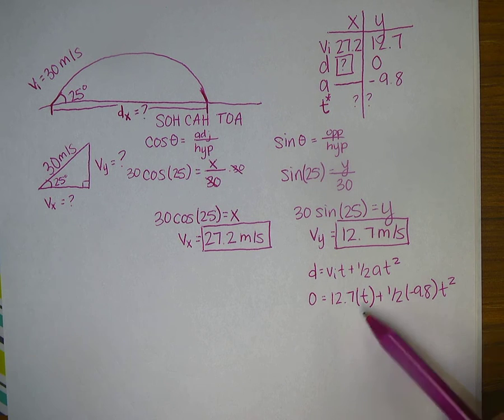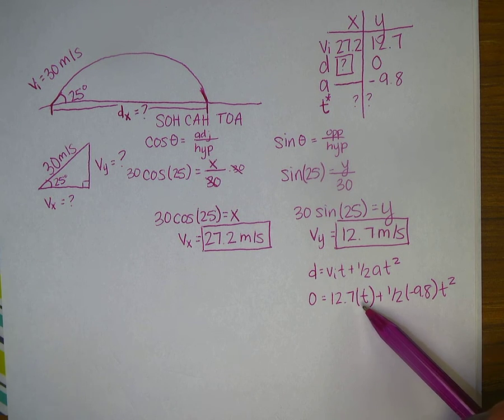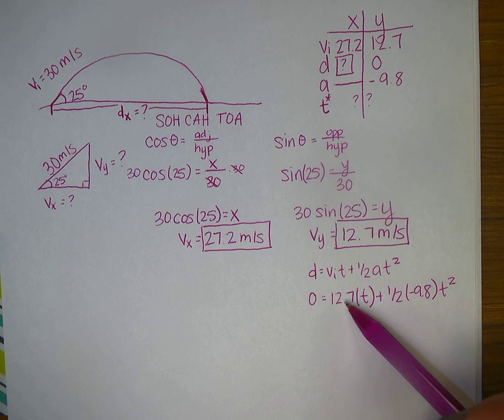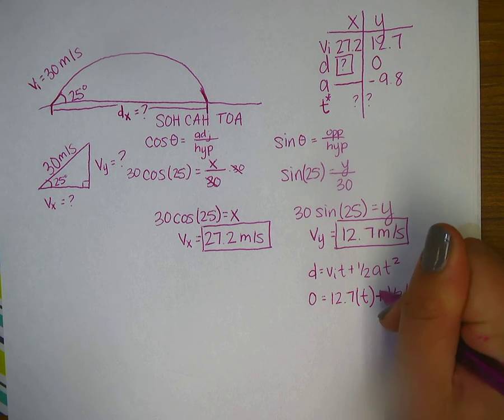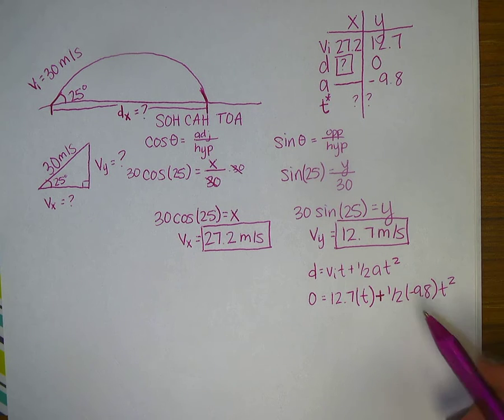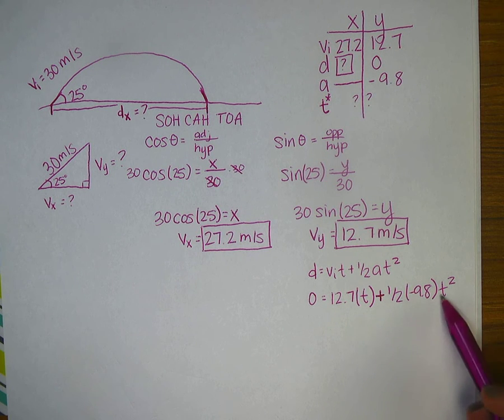So the 12.7 is multiplied by the t. We're going to keep those together for now. Then we've got a plus sign. Plus sign separates this half of the equation over here. This stuff is all multiplying, so it's going to stay together.